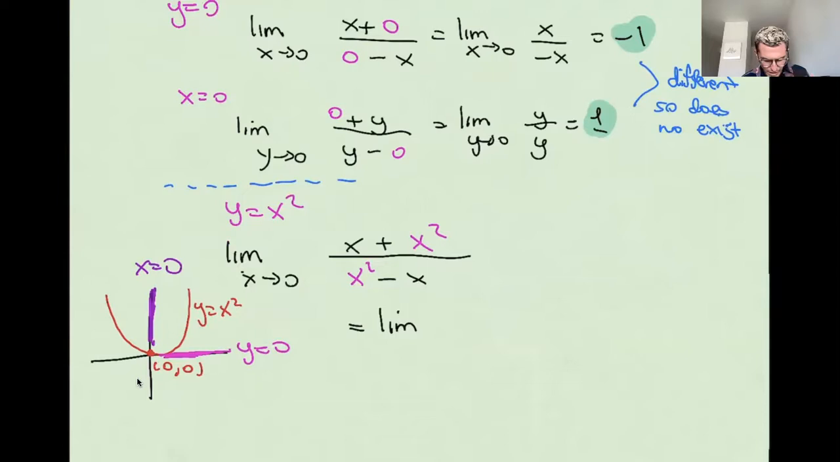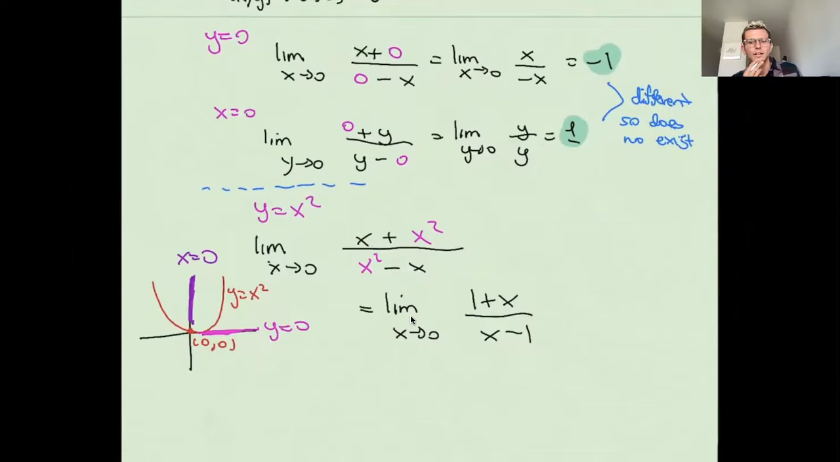Good. Before taking the limit, remember that you're supposed to simplify. So what simplifications can you make? You can cancel an x, right? So you can put 1 plus x over x minus 1. Before taking a limit, remember always to simplify as much as possible, right? Is that making sense? Yes.